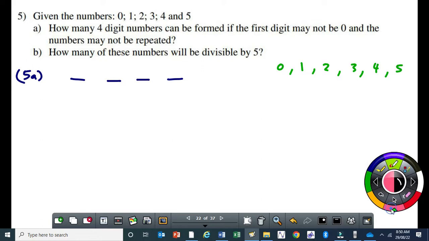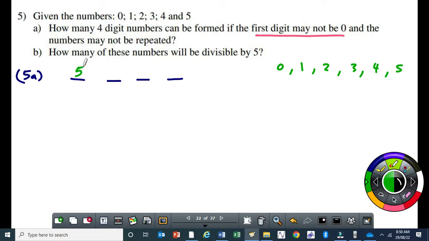We are told in the question that the first digit may not be a 0. So how many digits are left? 5. Remember, in total here we have got 6 digits. So if the first digit cannot be a 0, you are going to end up having 5 here.